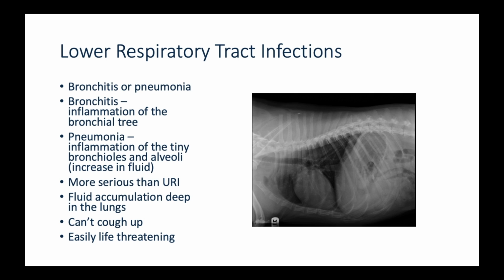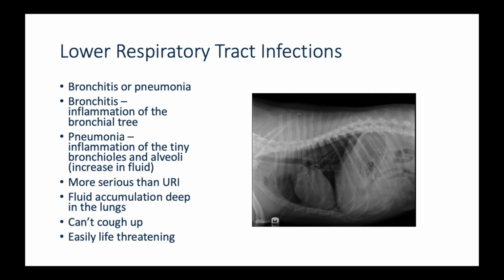Pneumonia involves the tiny little bronchioles and alveoli, and in either case, the animal's condition is often more severe than with an upper respiratory tract infection because when inflammation occurs, a byproduct of inflammation to a point is fluid accumulation. These inflammatory fluids tend to accumulate deep in the lungs in the small, dead-end little air passageways. The fluids are more difficult to cough up, and so they can actually accumulate and obstruct airflow altogether. Lower respiratory tract infections can be very, very serious and often life-threatening, especially if they're not treated.